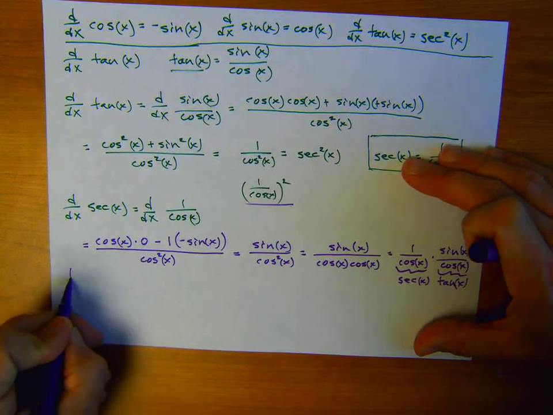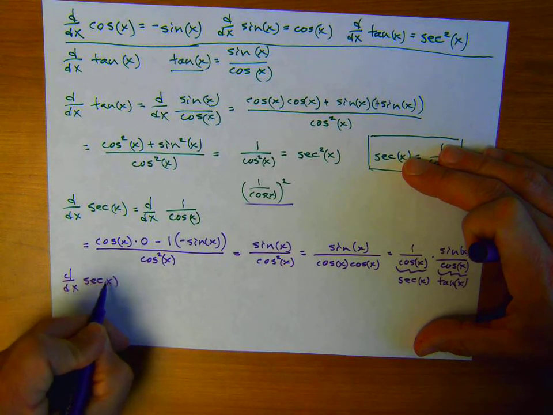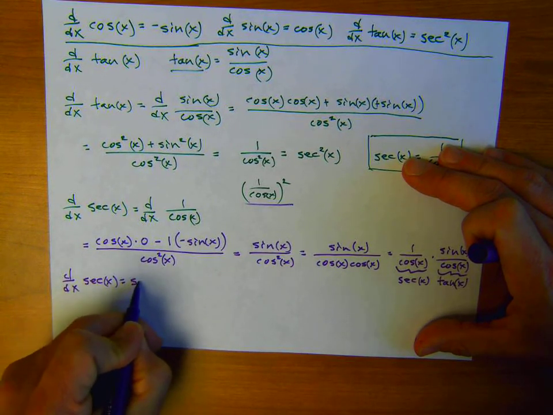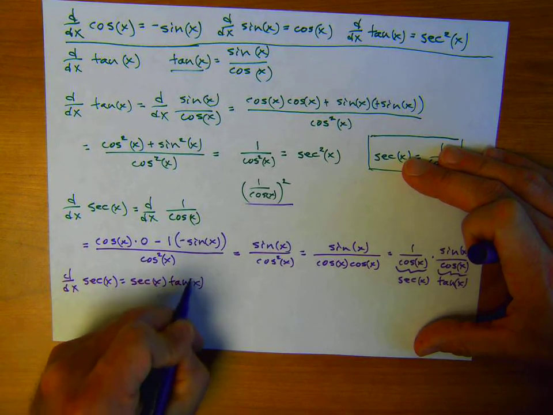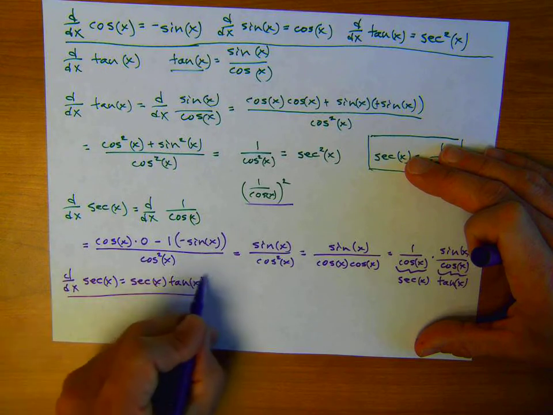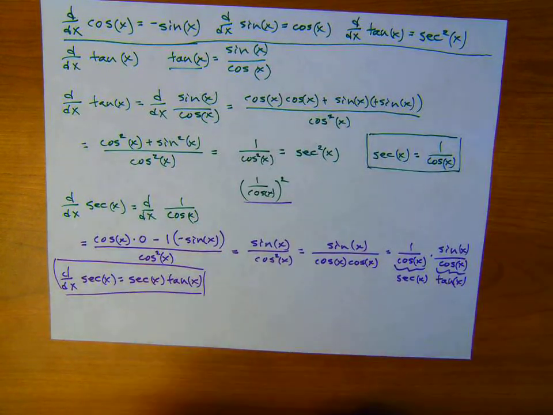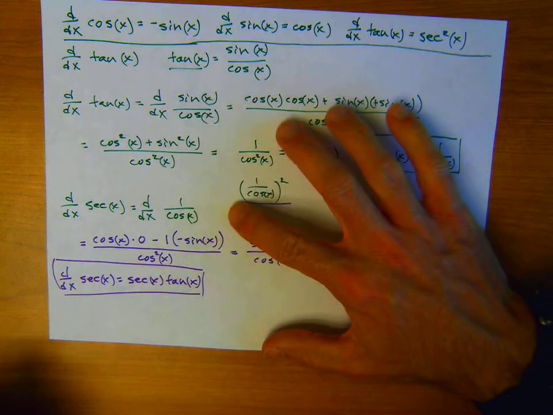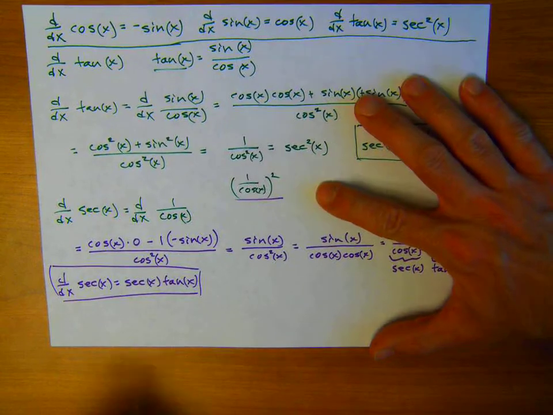So, the derivative of secant x is secant x tangent x. So here's another one that you should know. All right, so in addition to these three, there are two more, and I'm just going to give them to you. We could derive them all using the quotient rule, but I will spare you that derivation.